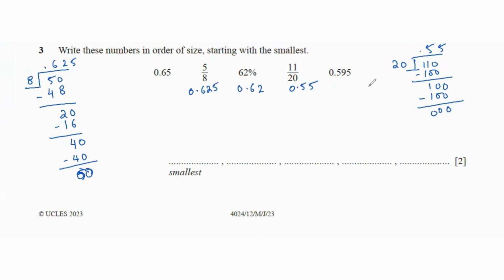Now, if you compare the values, the smallest over here is going to be 11 over 20. After that, we have 0.595. Then we have 62%. Then 5 over 8. And after that, 0.65.